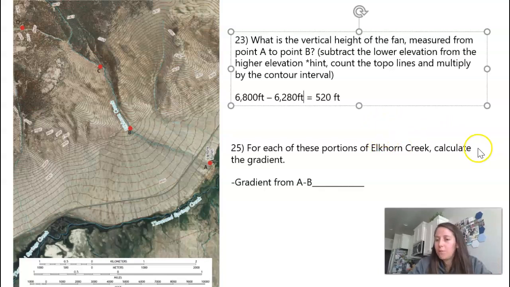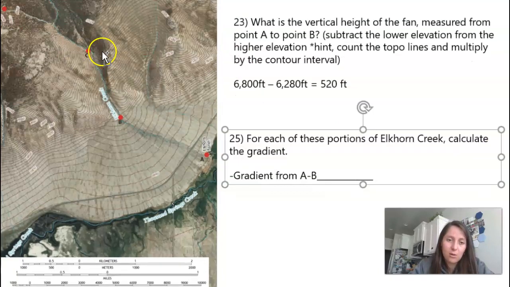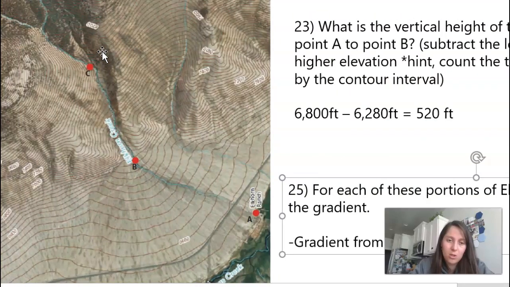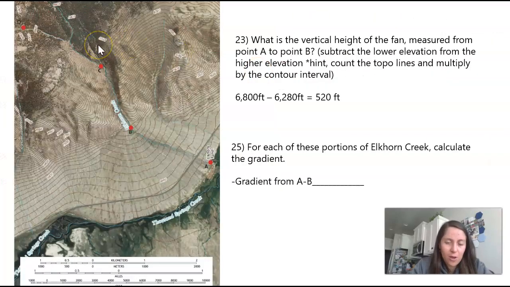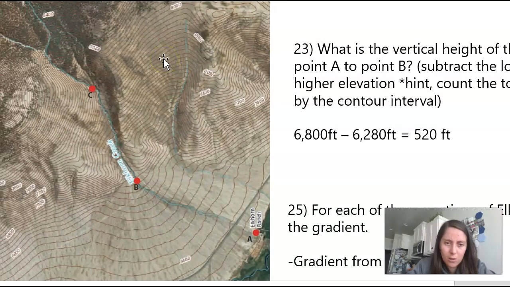Okay, so question 24 of your lab manual asks you, what is the elevation change upstream from point C to point D? So in this case, you're going to do the same thing we just did, but between point C and point D. So it's going to be tougher because there are many more topo lines within there. So let me go ahead and zoom in a little bit, show you how that's going to look.